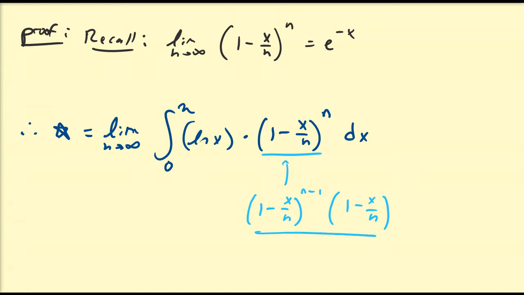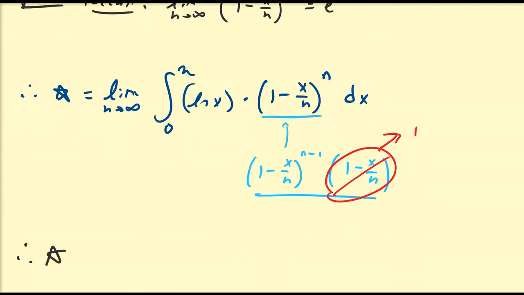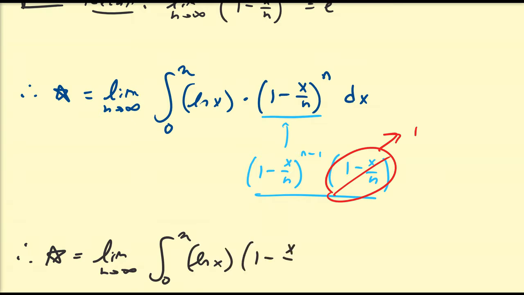And it's very easy to see that as n goes to infinity, this term, 1 minus x over a really big number, as long as x is finite, is going to be equal to 1 minus 0, which is 1. So we can pretty much ignore that part and rewrite our integral star as the limit as n goes to infinity of the integral from 0 to n of the natural log of x times (1 minus x over n) raised to the n minus 1 dx.